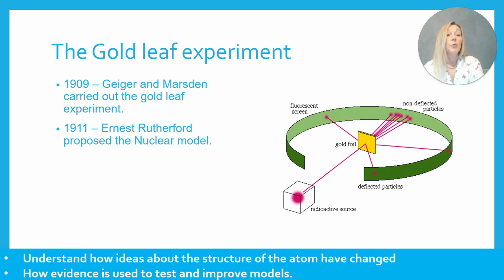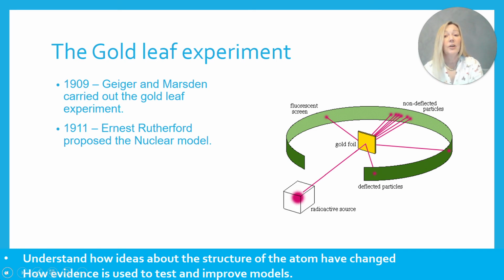Now we come on to more of the physics side, and this was an experiment. It's called the gold leaf experiment, and it was carried out by Geiger and Marsden. And what they basically did is they fired alpha particles at a piece of gold leaf. Now, if J.J. Thomson's model of the atom was correct, then theoretically everything would have gone straight through. What they found is that although most of the alpha particles went straight through, some of them were deflected and others were deflected straight back.